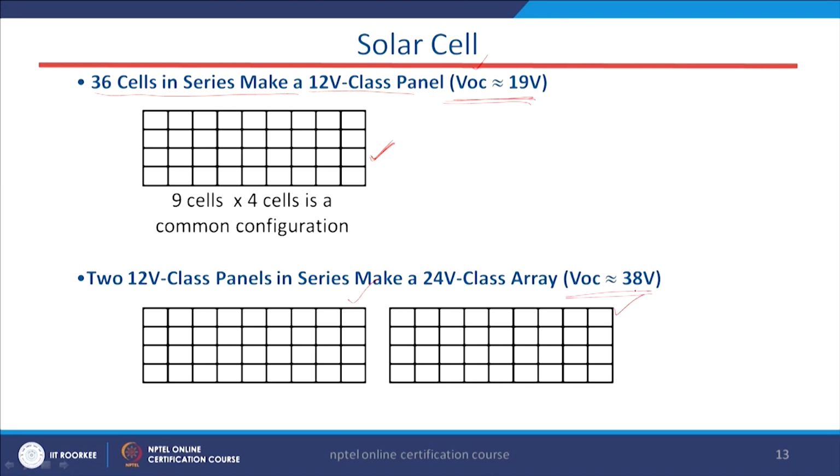Here, how many cells are available? You can see here in series we have 9 cells into 4. Similarly, if you connect different cells in series or parallel, you will get the corresponding voltage. That means if you increase the number of cells in series, the voltage will increase, and if you increase the number of cells or panels in parallel, the current magnitude will increase.